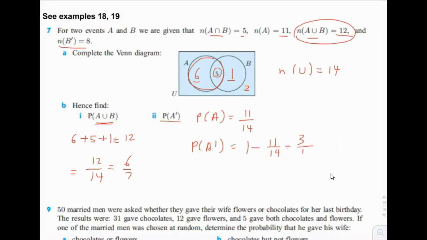Okay? Another way you could figure that out is you could say, oh, where are the elements that are outside of A? There's a 1 there, there's a 2 there, 3/14. So there's two ways to figure that out.